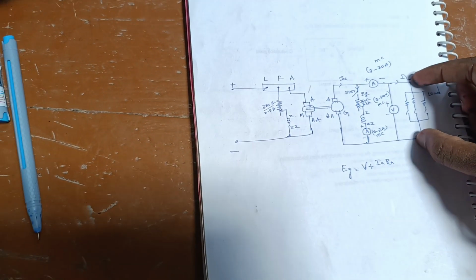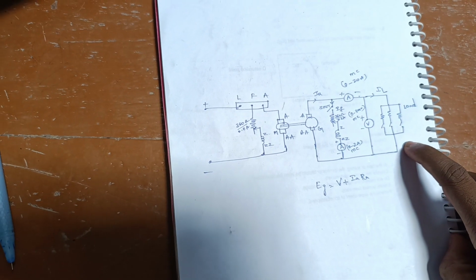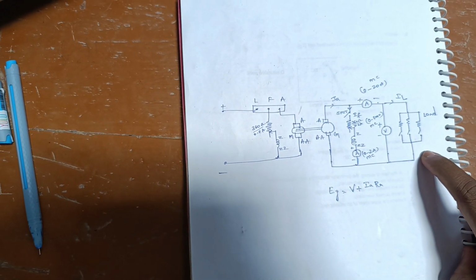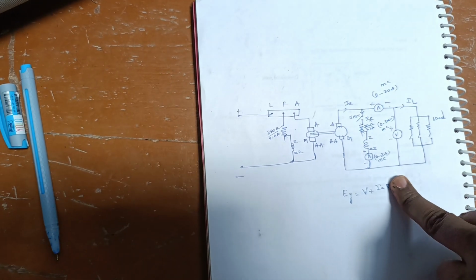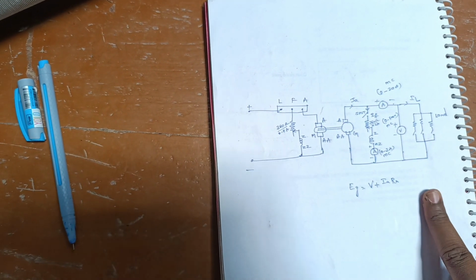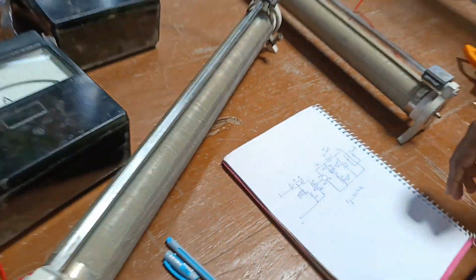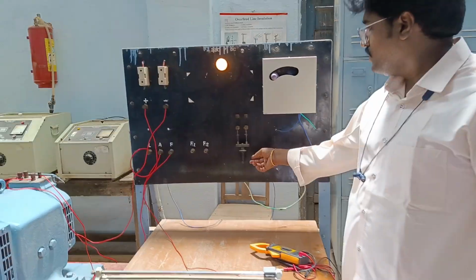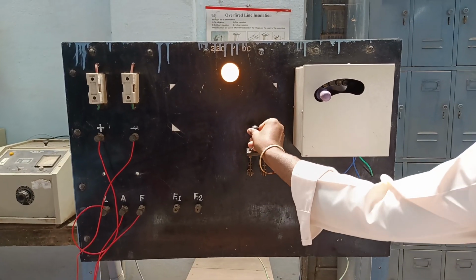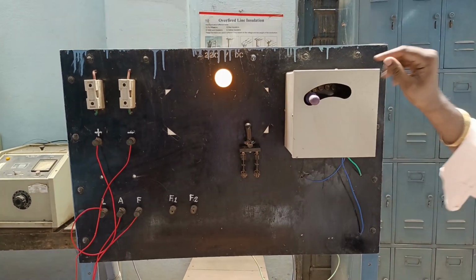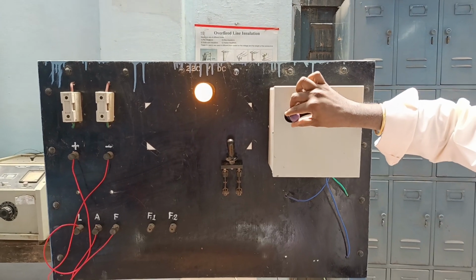And if you see here, we have the load. Initially I will turn on the machine without any load. Now we will start the experiment. Now let us check. I am closing the DPST switch. Now I am starting the machine.